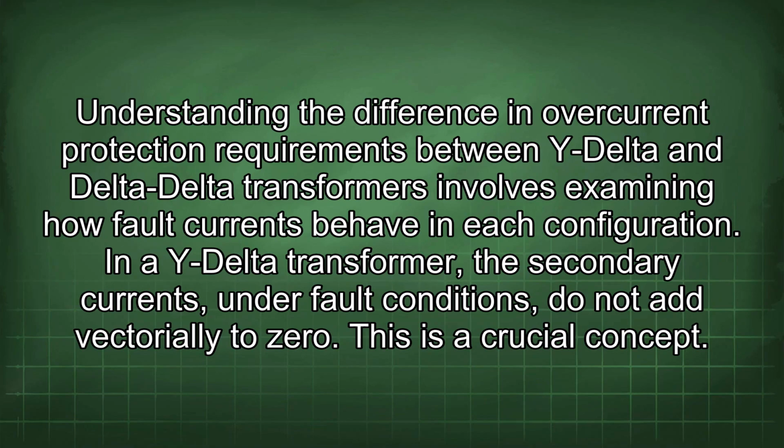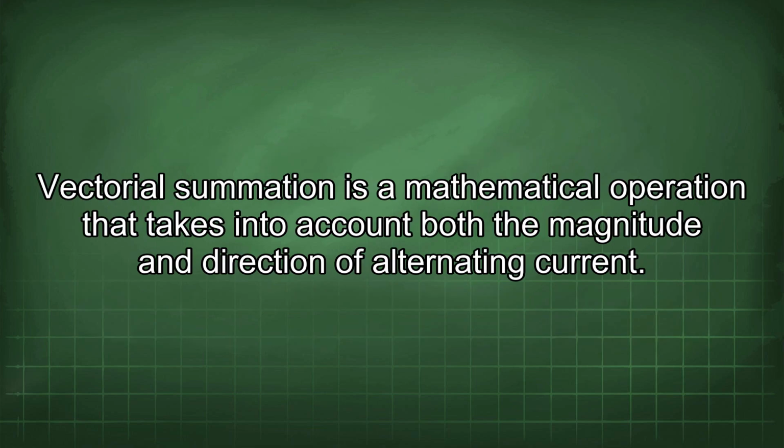Understanding the difference in overcurrent protection requirements between Y-delta and delta-delta transformers involves examining how fault currents behave in each configuration. In a Y-delta transformer, the secondary currents, under fault conditions, do not add vectorially to zero. This is a crucial concept. Vectorial summation is a mathematical operation that takes into account both the magnitude and direction of alternating current.